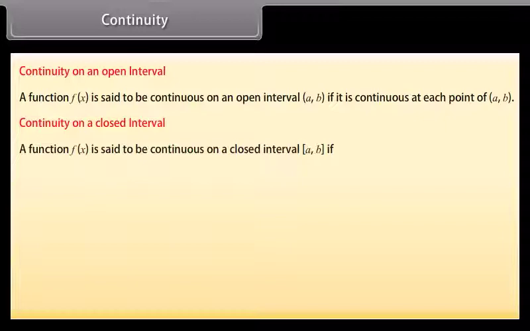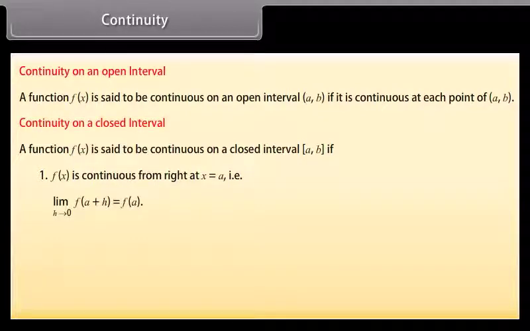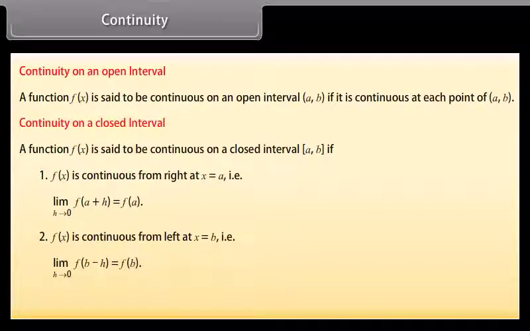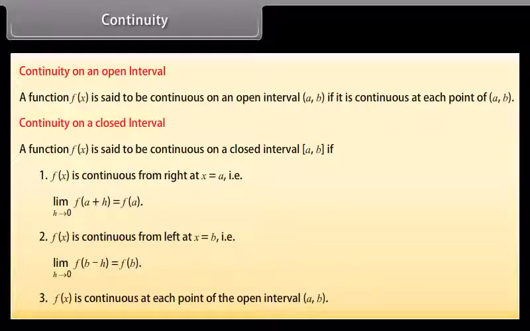A function f(x) is said to be continuous on a closed interval [a, b] if 1. f(x) is continuous from right at x = a, that is, limit h approaches 0 of f(a + h) is equal to f(a). 2. f(x) is continuous from left at x = b, that is, limit h approaches 0 of f(b − h) is equal to f(b). 3. f(x) is continuous at each point of the open interval (a, b).